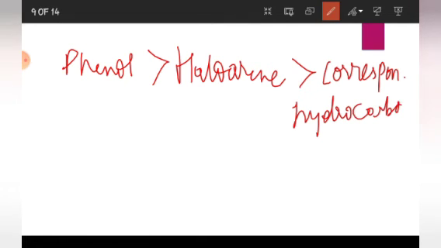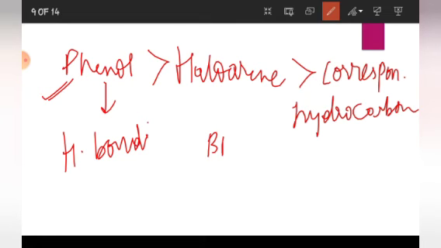Again, in this case also, if we compare phenol with other groups, then phenol will have a higher boiling point. The reason is the same: it has the capability of forming hydrogen bonds, due to intermolecular hydrogen bonding. And the other two points are also similar: as the molecular mass increases, the boiling point will increase in phenol also. Boiling point is proportional to molecular mass.